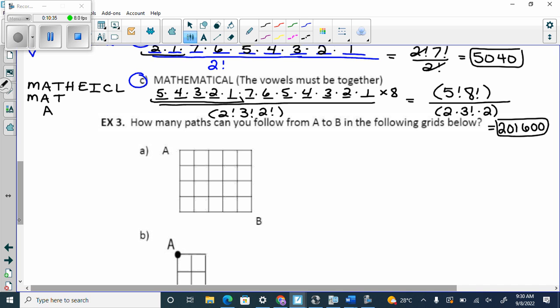Because you'd go down one, circle back, go down one, circle back. You'd literally be just walking the block. Infinity would be your answer. So you always have to work your way from A to B.